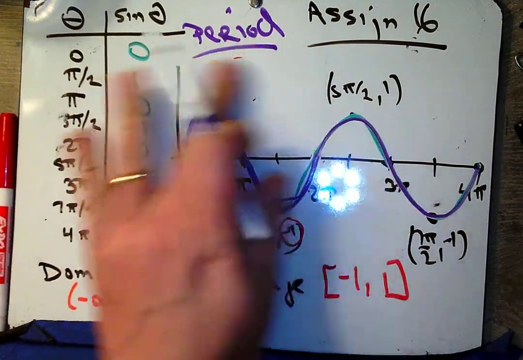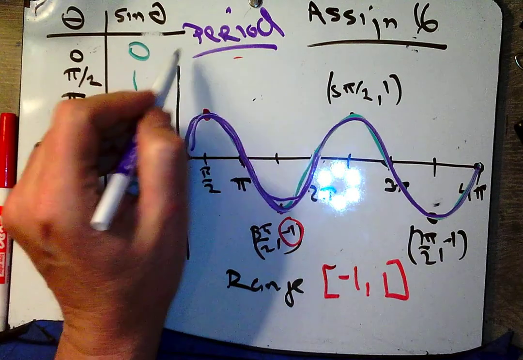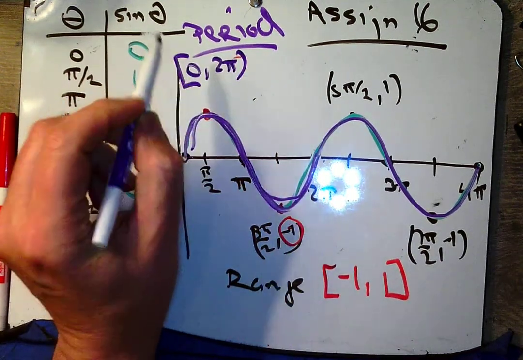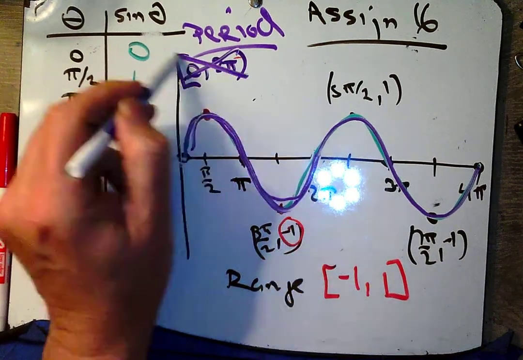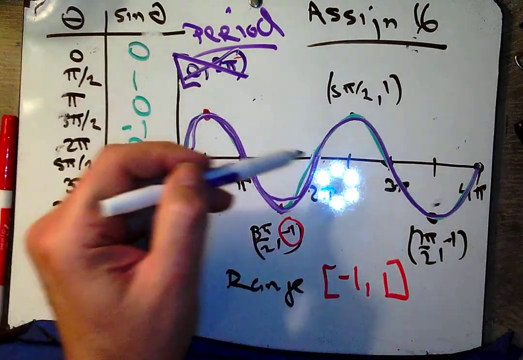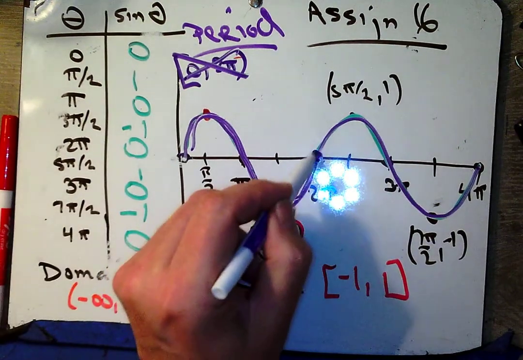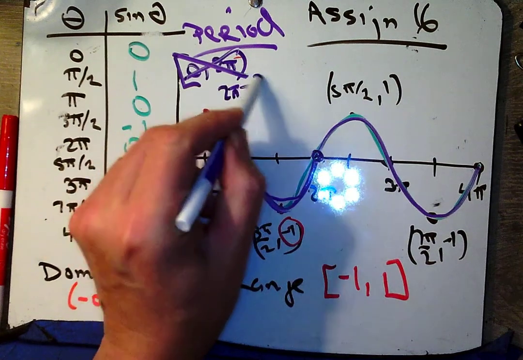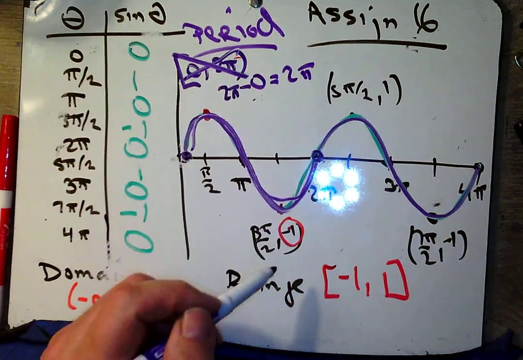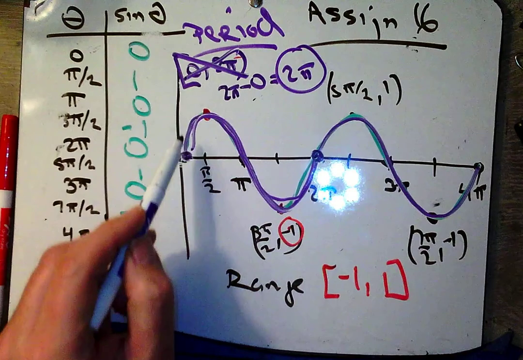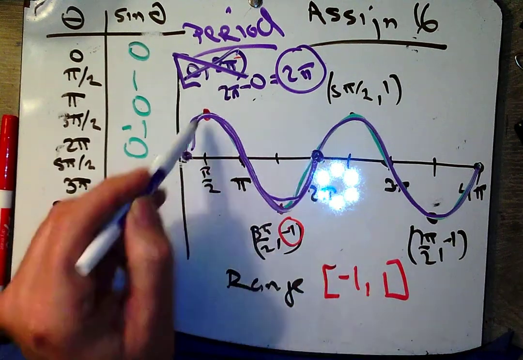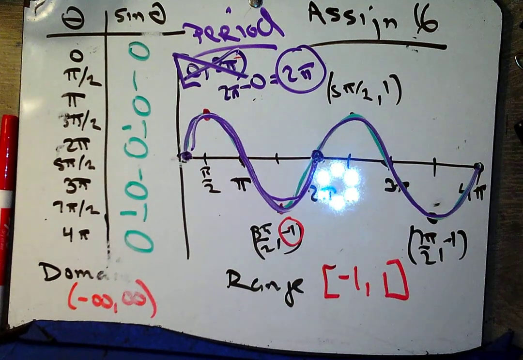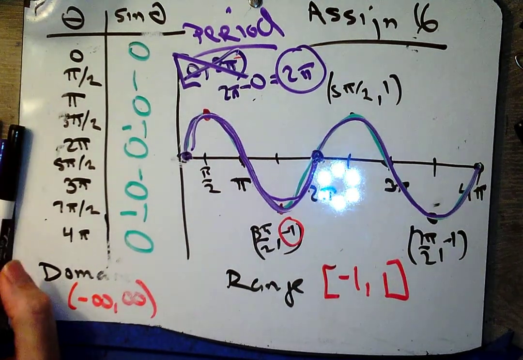And by the way, when we talk about period, we're not going to say the period is from 0 to 2 pi. Now, period is one number. It's not from here to here. Period is the distance from here to here. So 2 pi minus 0 is 2 pi. The period for sine is 2 pi. We go 2 pi before we start repeating ourselves. Okay? We're going to be talking about period a whole lot here.